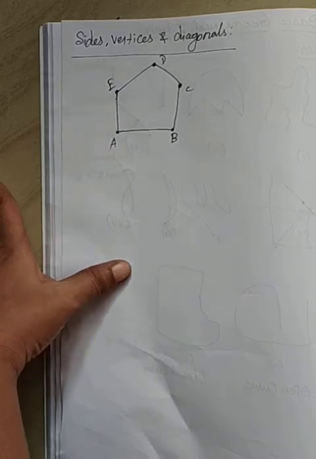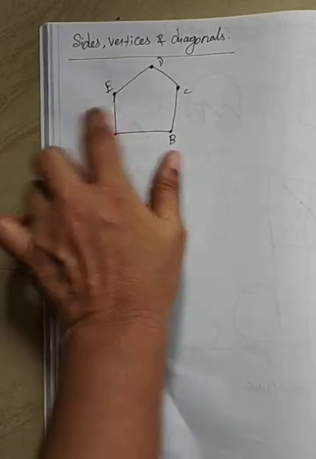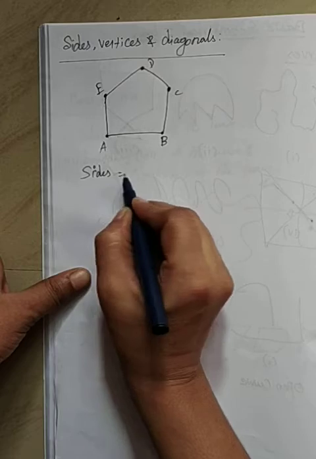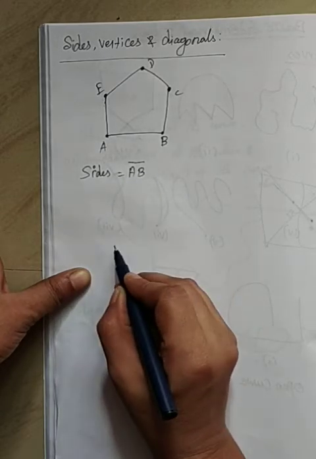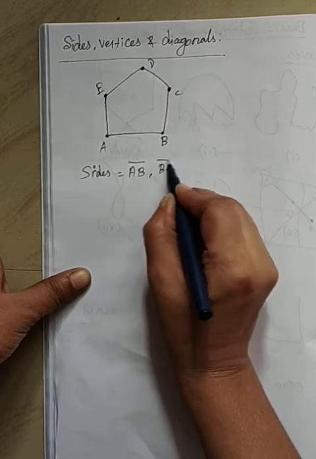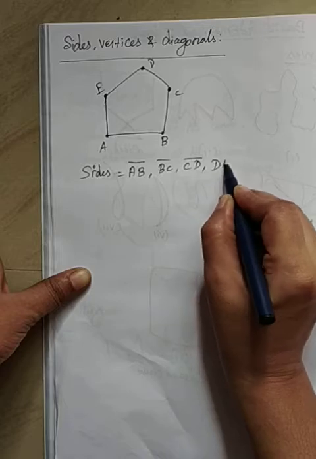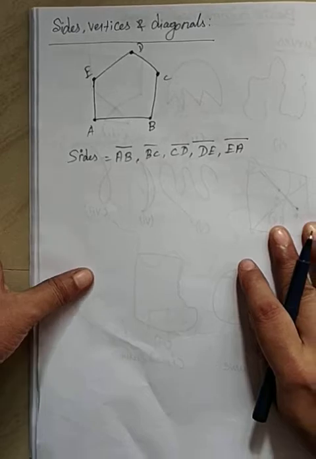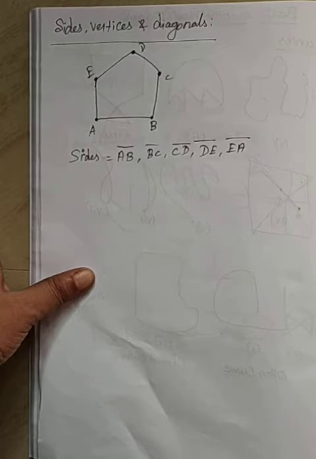Clear? So what are the sides of the polygon ABCDE? The sides are AB, line segment, which you can put in this symbol. And then BC. Next CD. After that DE. Next one EA. Clear? So the meeting point of a pair of sides is called its vertex.